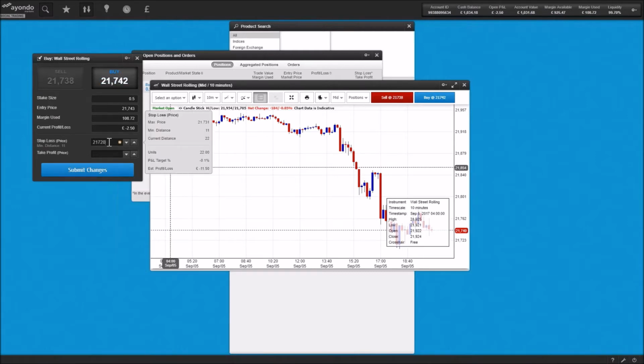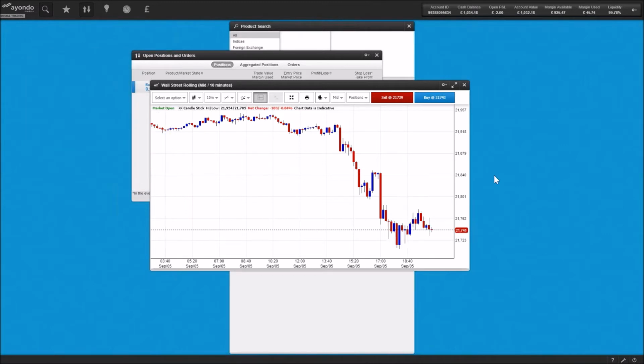Right, so let's put our stop at 21,695. There we go, and we'll take profits at 21,950 if it ever gets back up to there. Oh no, we won't, not that. It won't get to that level. 21,950. There we go. So 21,695. Submit changes. Done. There we go.